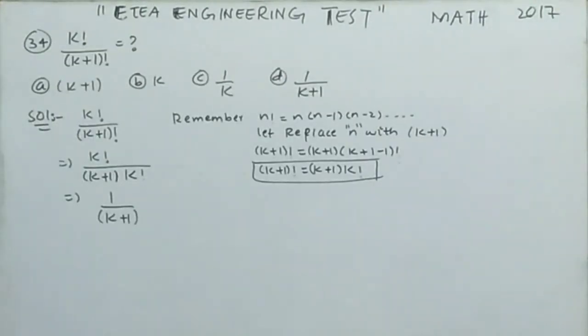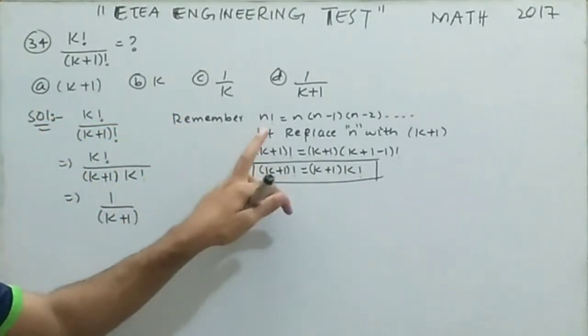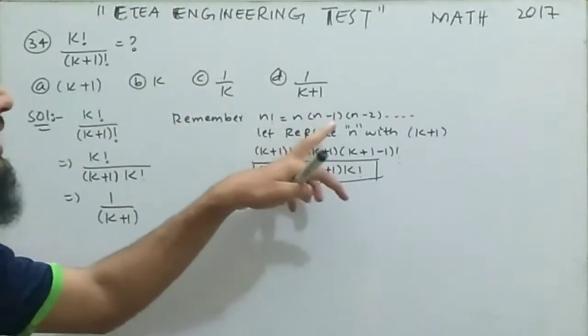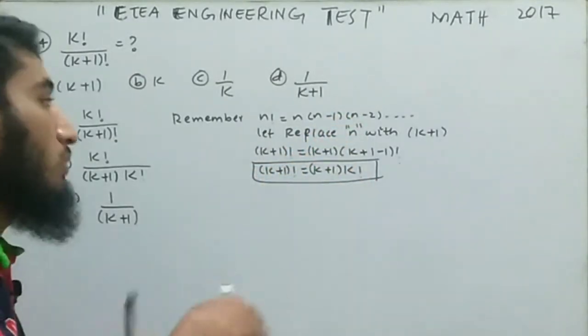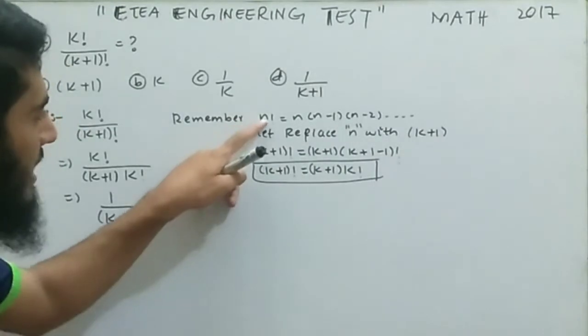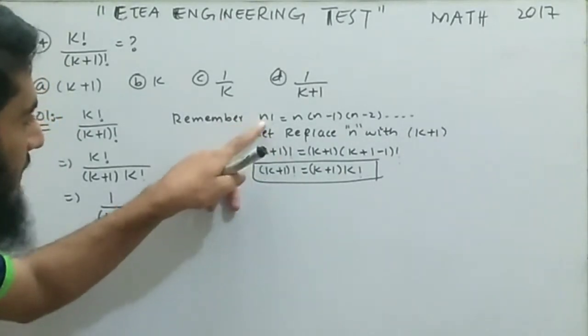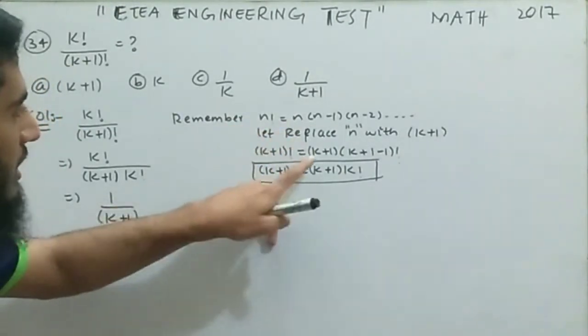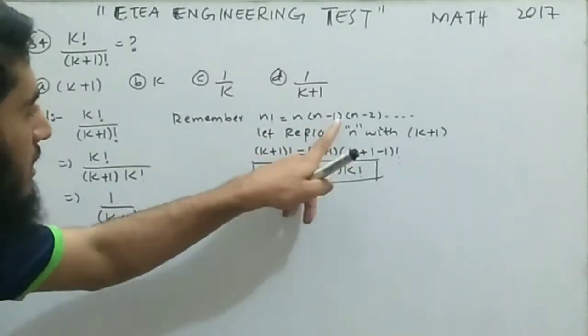Now move to the next MCQ, the MCQ number 34. It tells that find the value of k factorial divided by k plus 1 whole factorial. How can we find the value of k factorial divided by k plus 1 factorial? Four options are given. Remember the series that n factorial is always equal to n into n minus 1, n minus 2, n minus 3 and goes on. So let's replace this n with k plus 1. So by replacing n with k plus 1, it becomes k plus 1 factorial on this side. Replace n with k plus 1 over here and k plus 1, so it becomes minus 1.